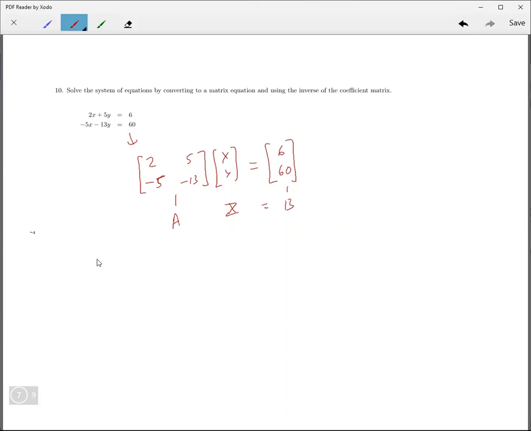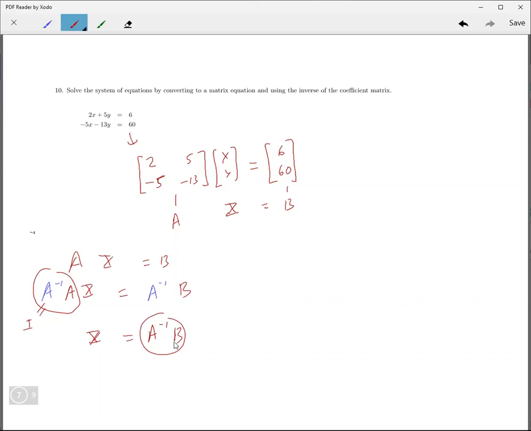So again, the idea is that you multiply on the left by A inverse. So these are both on the left. And then these cancel out because that's just the identity. And so you get this. So the objective is just to calculate that.